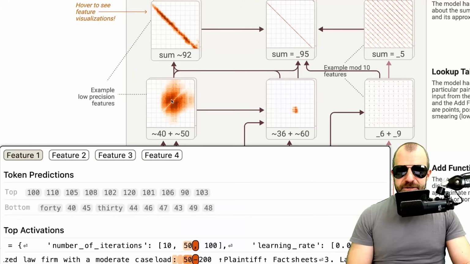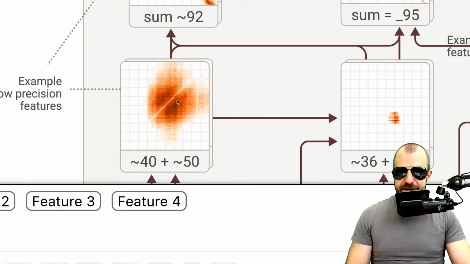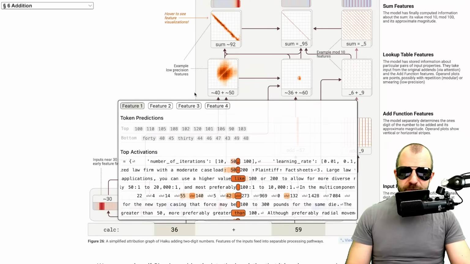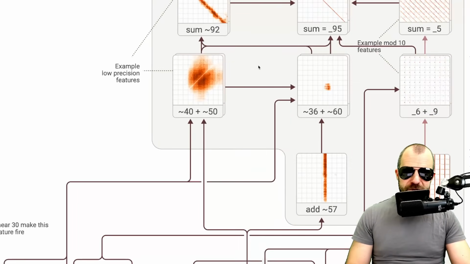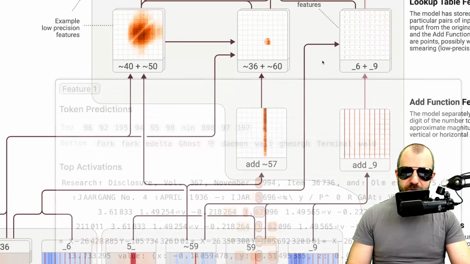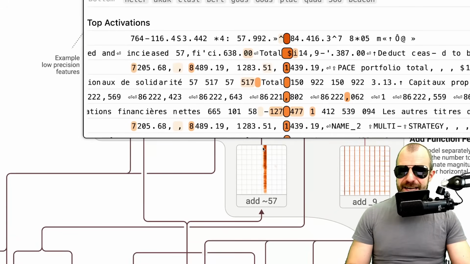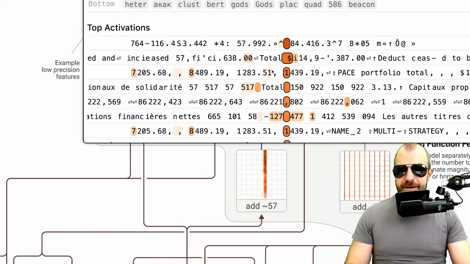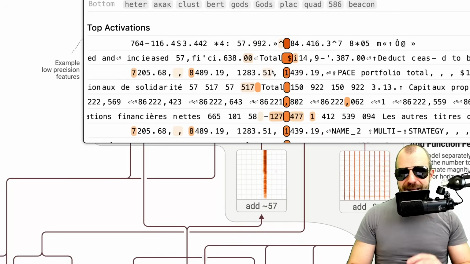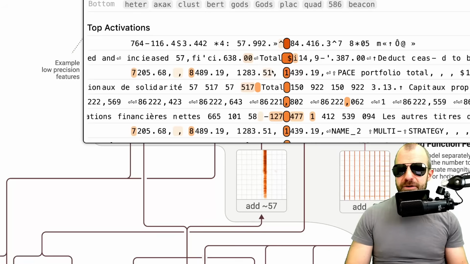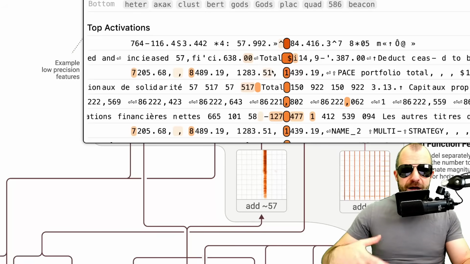So this feature here is active when 40 and 50 are added-ish. And you can see this is a smear plot that is active for numbers around 40 being added to numbers around 50. We have other features that are activated much more precisely. So this one says add about 57. So this is a feature that is active whenever things have to be added, and the second summand is around 57.